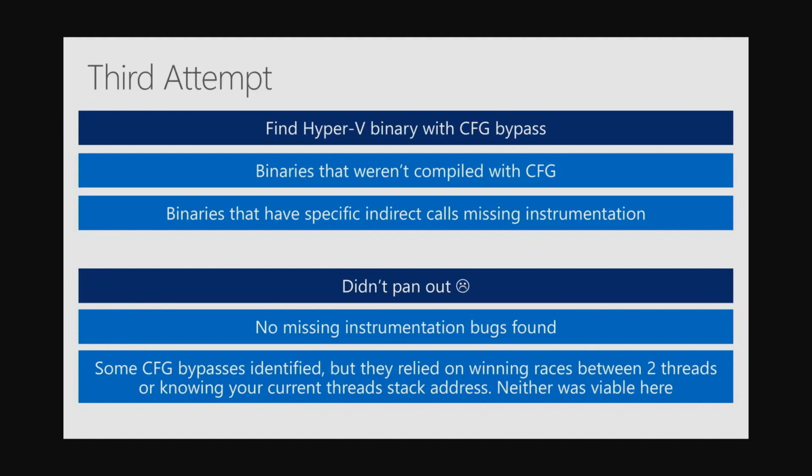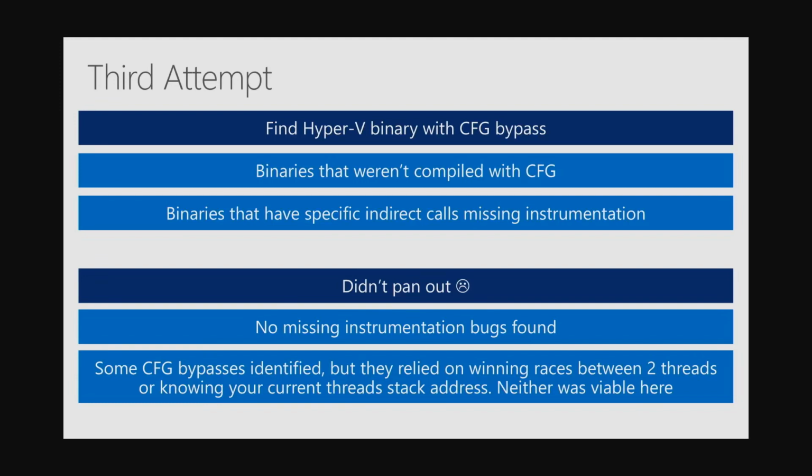And I also wanted to see if I could just find some indirect calls, maybe indirect calls that were written with assembly that were missing control flow guard instrumentation on that specific indirect call. And once again, I hit a dead end here. I could not find any indirect calls that were loaded into the worker process that were missing CFG instrumentation.